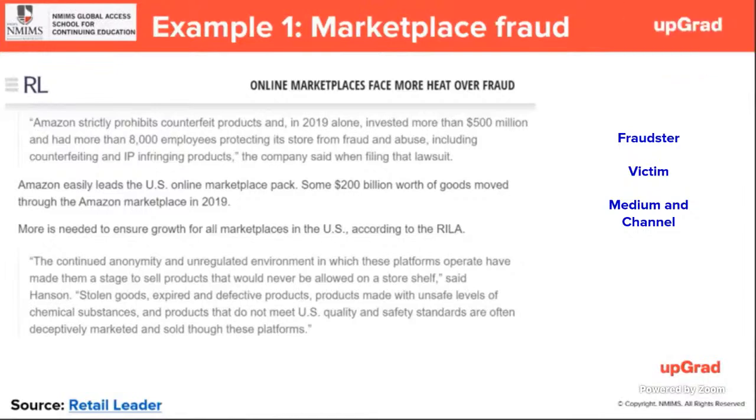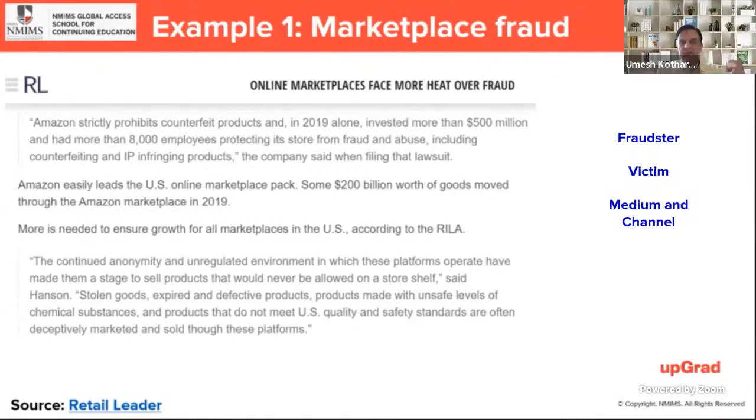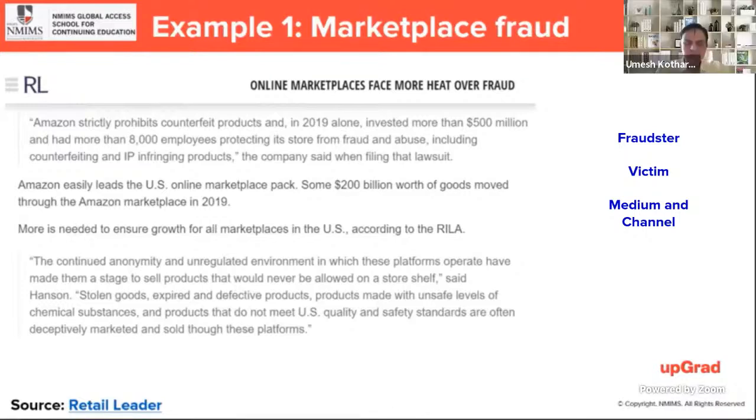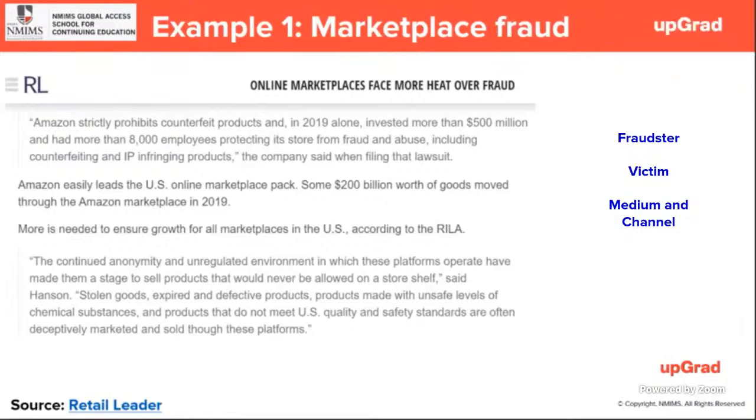Can I go ahead, Professor? Yes, please go ahead. So I think the fraudsters are the people who are actually selling goods on the marketplace. And also the victims are the people who are buying it. So where is Amazon here? Fraudster or victim or medium or channel? Amazon would be the medium through which the fraudsters are selling their defective products. Correct. And channel is a marketplace, which we can talk about.